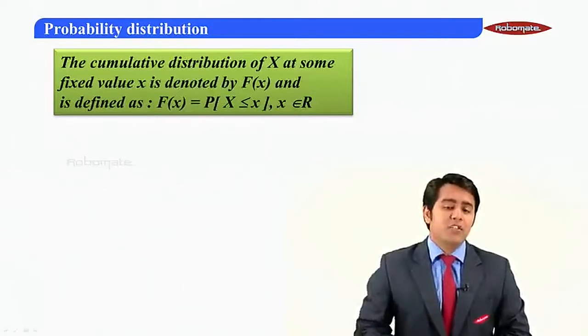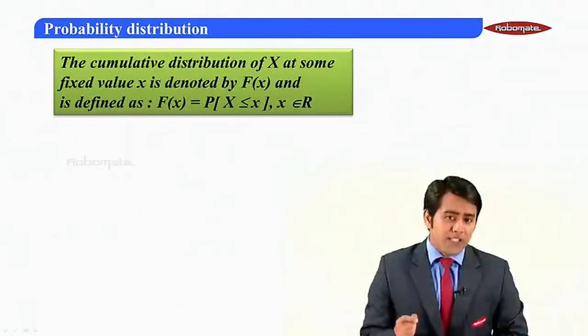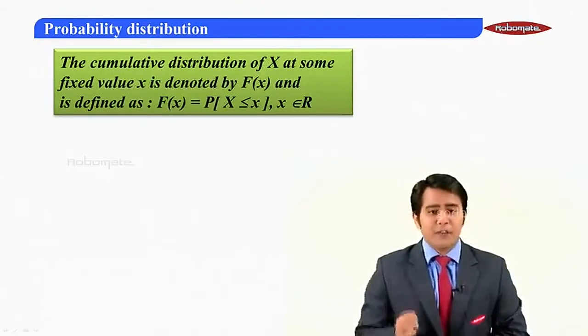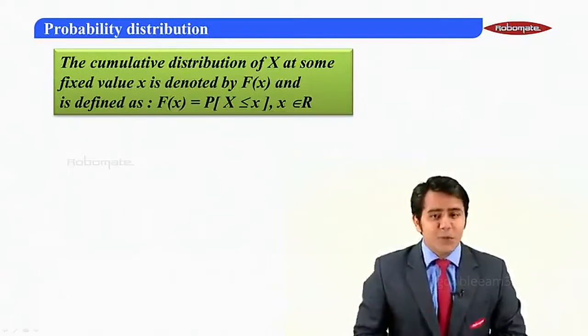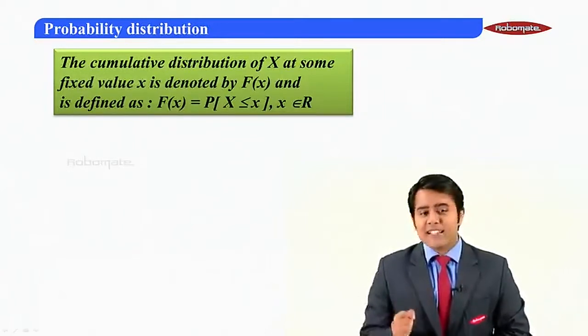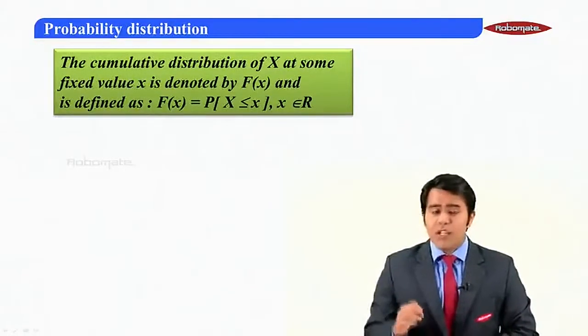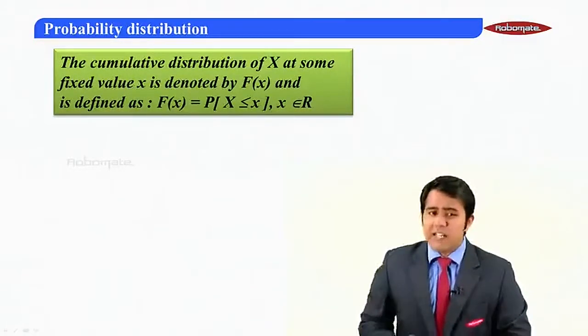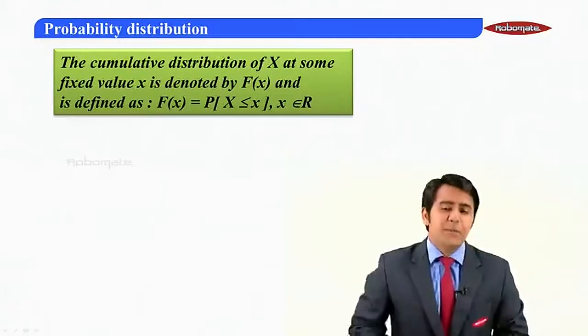The cumulative distribution of x at some fixed value small x is denoted by F(x) and is defined as F(x) is equal to P(X less than or equal to x), where x belongs to R. Now this is quite complicated to understand, so let us simplify this further. What does F(x) actually mean?